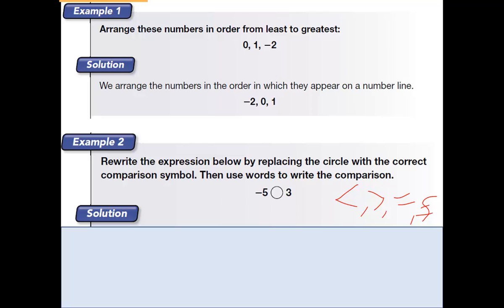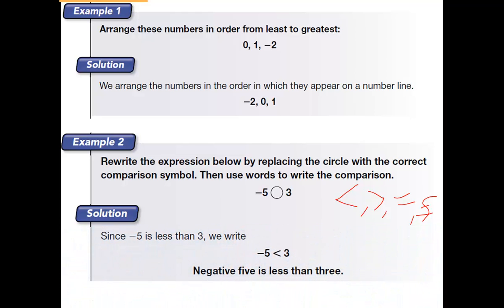All right. -2, 0, and 1 is the correct order for the number line in example 1, going from left to right. And on this one here, it says rewrite the expression below. -5 is what compared to 3? Well, -5 is less than 3, so we point the arrow towards the -5 because that means less than.